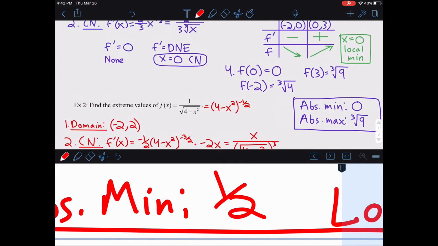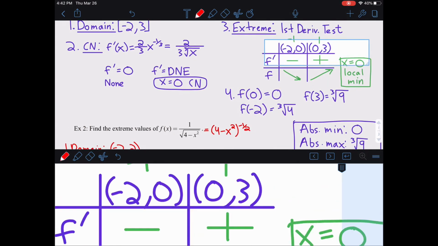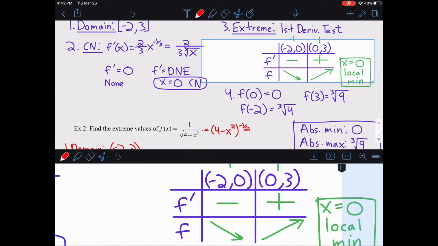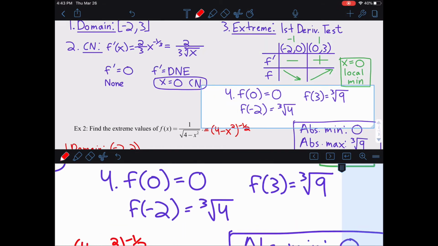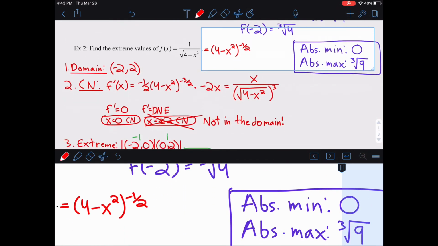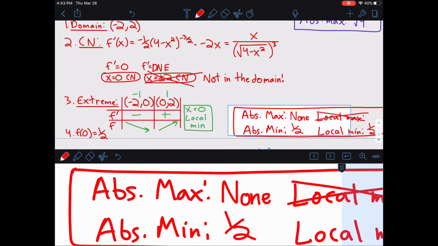If I scroll back up, this is the whole graph, down, up. You're making a valley, right? The graph cannot go any lower than that. So my local was an absolute, and we get the same thing here.